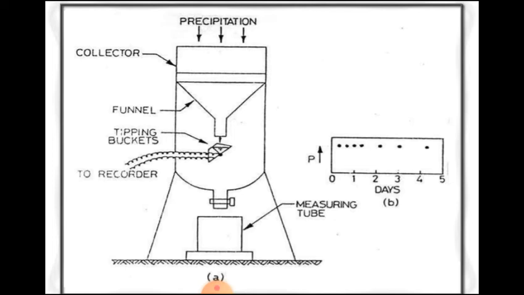When it tips, there is a magnet here, and it sends a signal to some recording devices, and we know how much time it takes to fill one side of the bucket, and we know how much rainfall has been collected at that time. That takes a record of these tips, which tells us the intensity of rainfall.